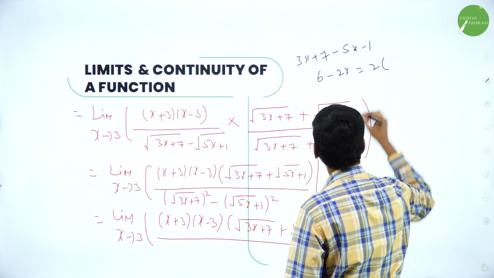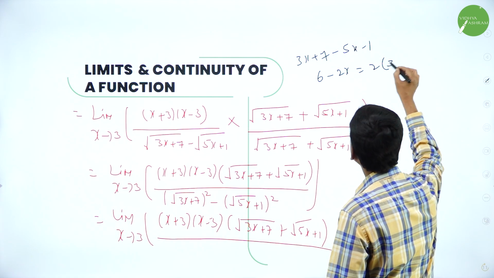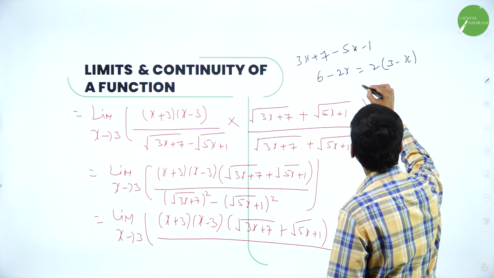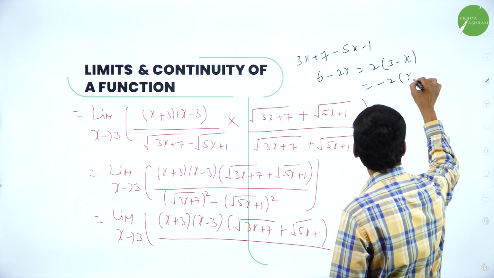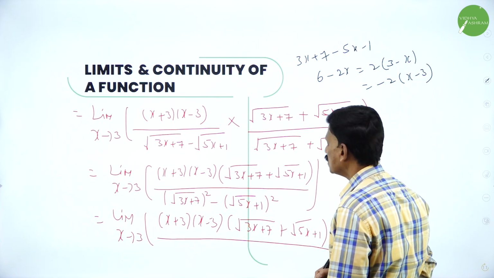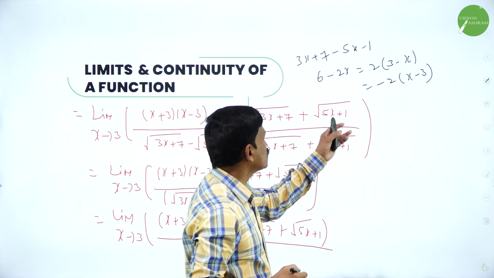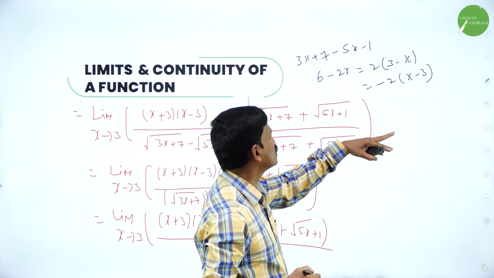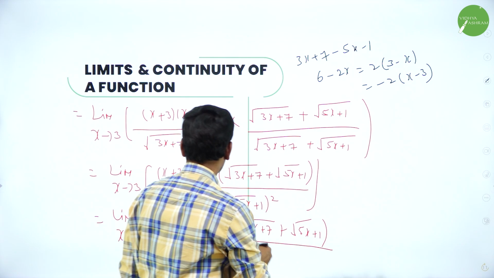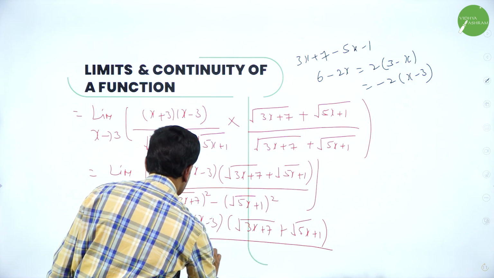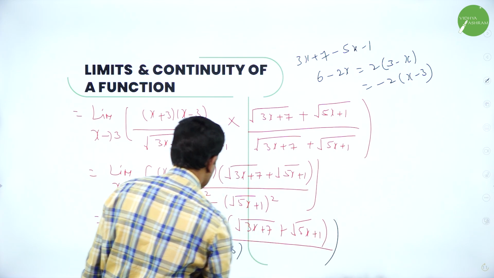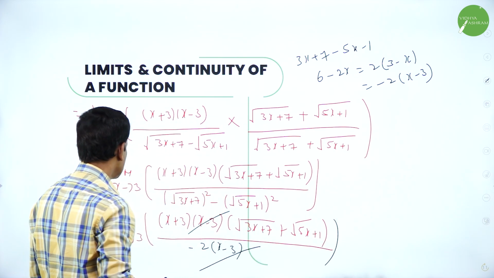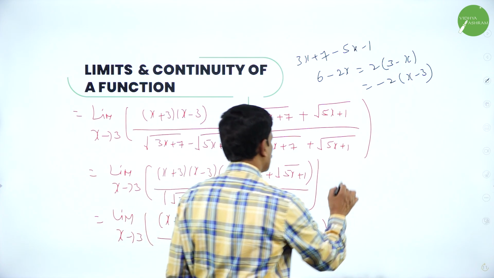you can take 2 common factor, this can be written as 3 minus x, and 3 minus x can also be written as minus of x minus 3. So here if you multiply, minus 2 into x is minus 2x, minus into minus plus 3 you will get. So therefore the denominator can be written as minus 2 times x minus 3. Now cancel, this x minus 3 and x minus 3 gets cancelled. What is left over is just apply the limit.